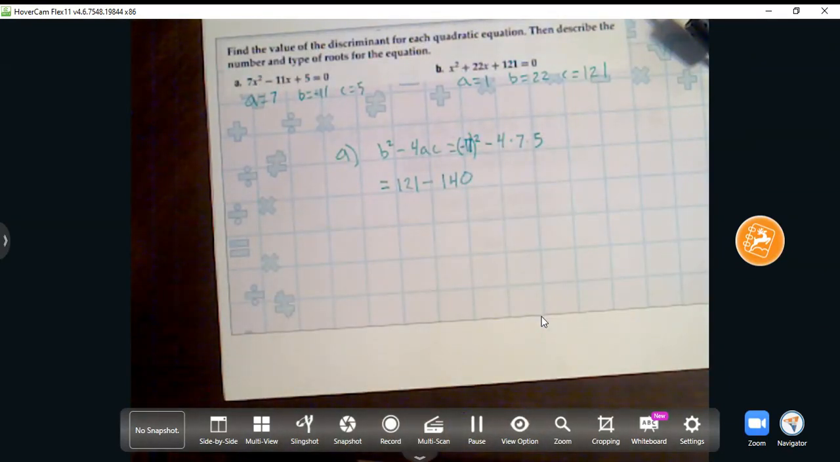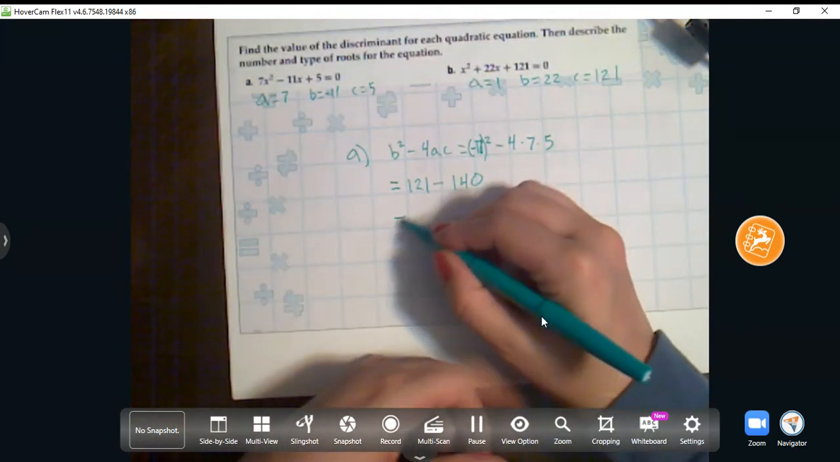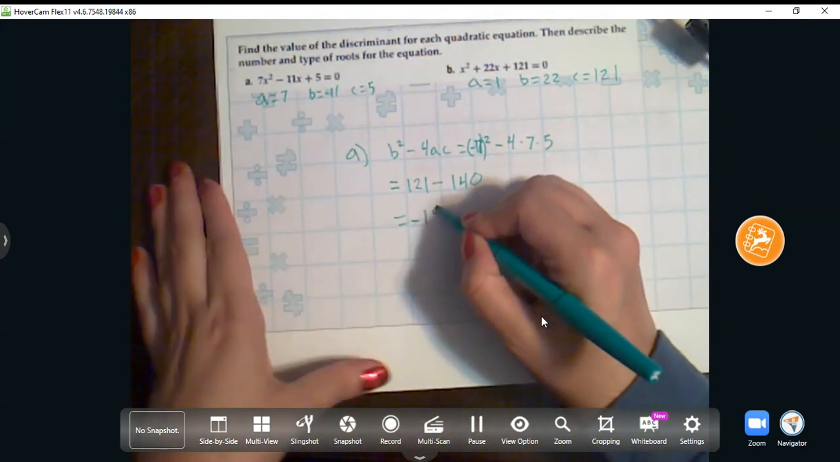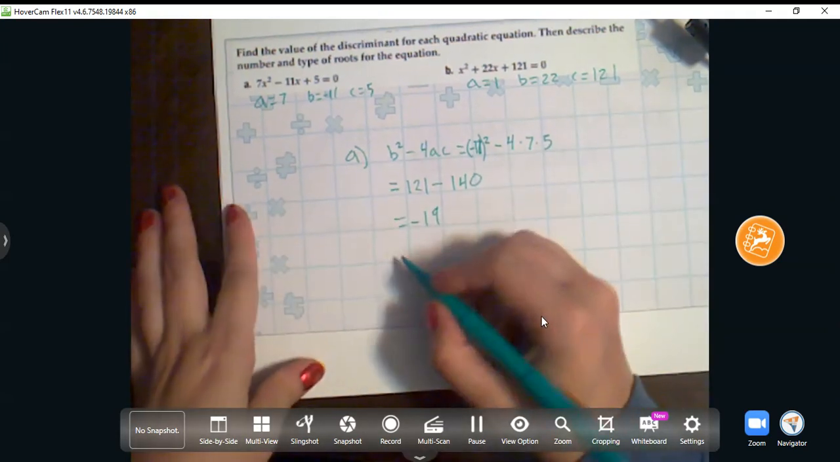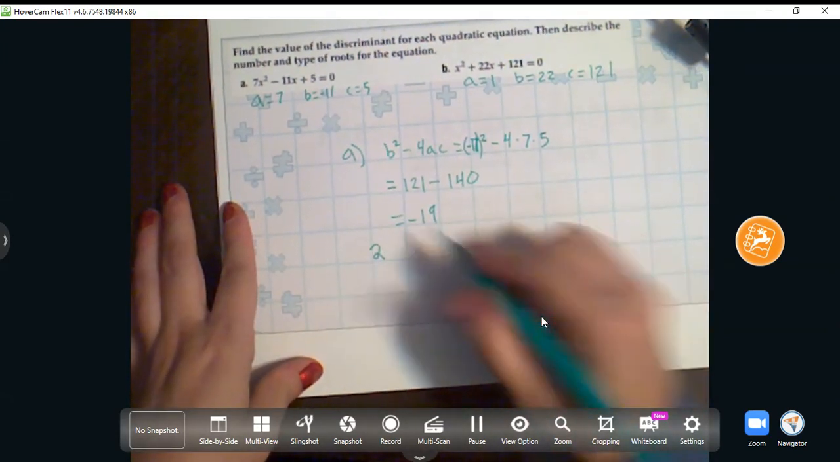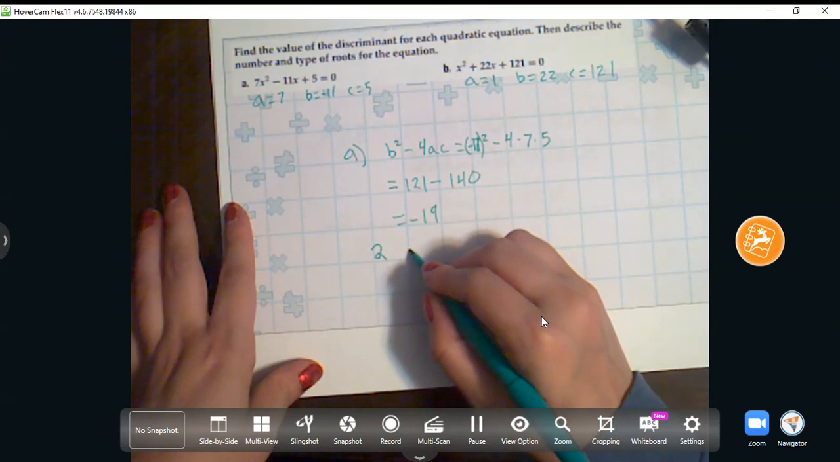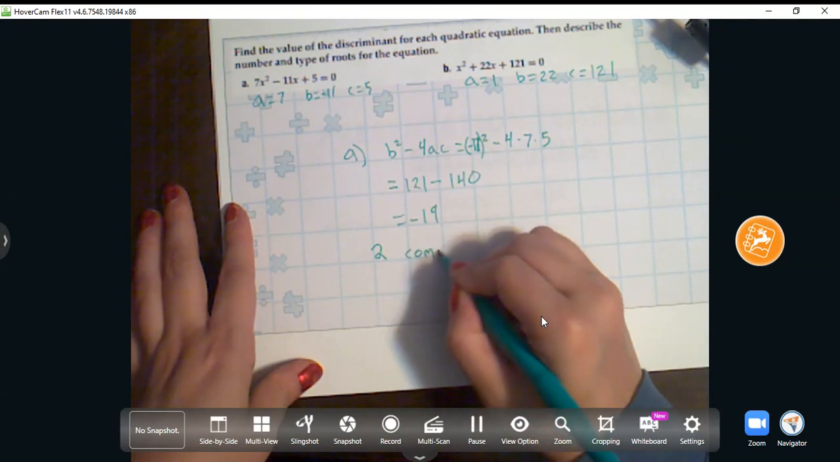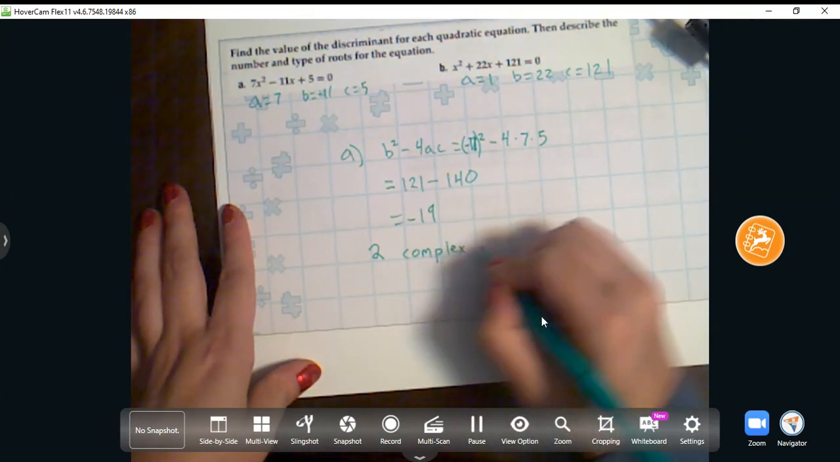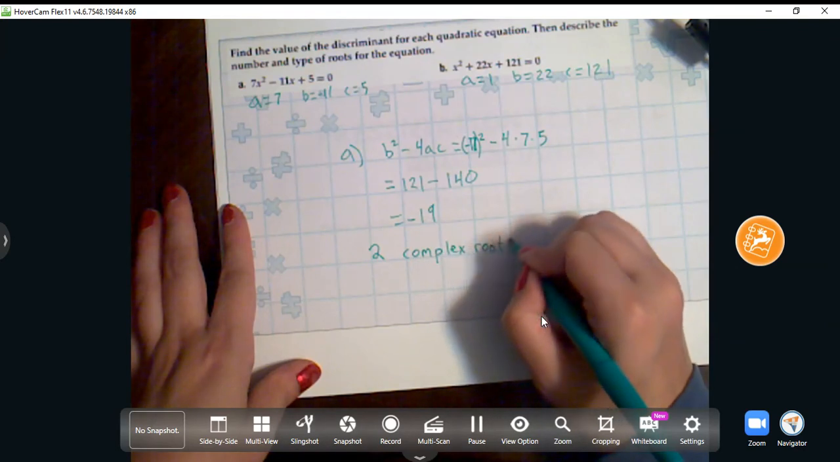So notice that when we do our subtraction, we are going to end up with a negative number, and we'll specifically end up with negative 19, which means that we're still going to have two solutions. They're just going to be complex roots.